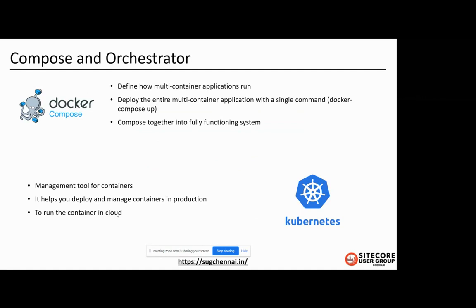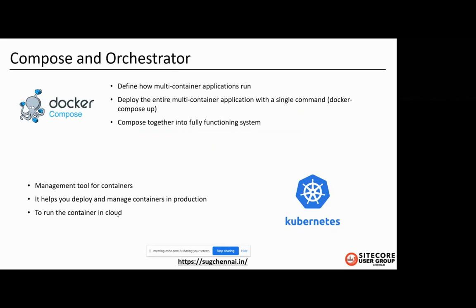Sitecore is the perfect example of a multi-container application. Here each role will have a container. After you create the definition for each role, you can deploy the entire multi-container application with a single command, docker compose up. It will compose everything together into a fully functioning system. Okay, that is the purpose of a compose file.